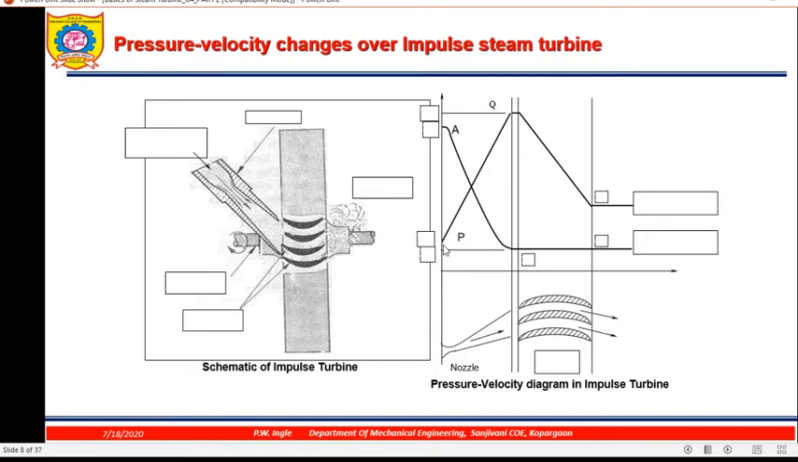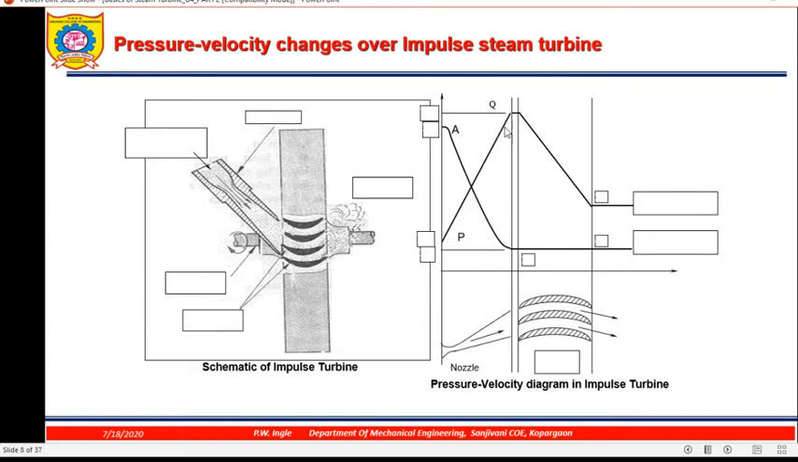Now here you see steam enters in the nozzle, at high pressure from the boiler, at boiler steam pressure. So here, sorry, this is velocity. Okay, this is pressure. Pressure reduces, so velocity increases.